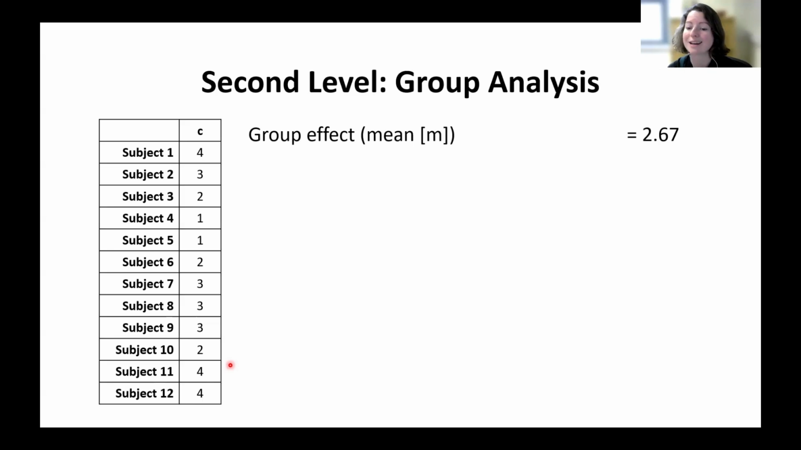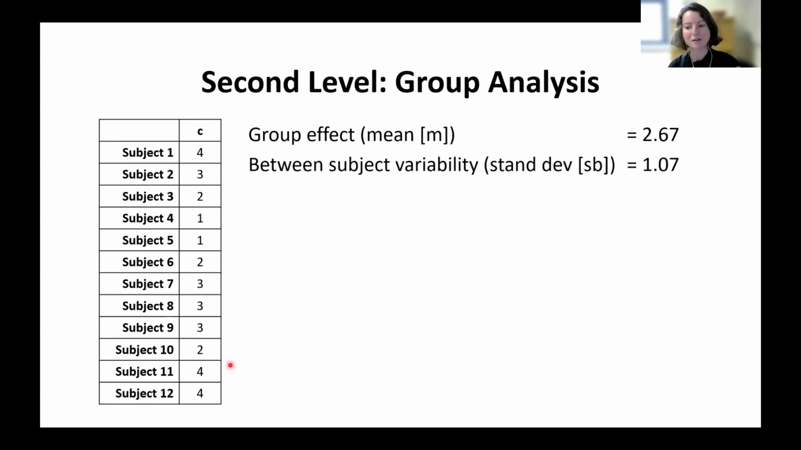We then need to calculate how variable this effect is between subjects, which we determine by calculating the standard deviation, which in this case is 1.07. Now, if you remember your stats from your undergraduate, this would indicate that 64% of participants have an effect size between 2.67 minus and plus 1.07.